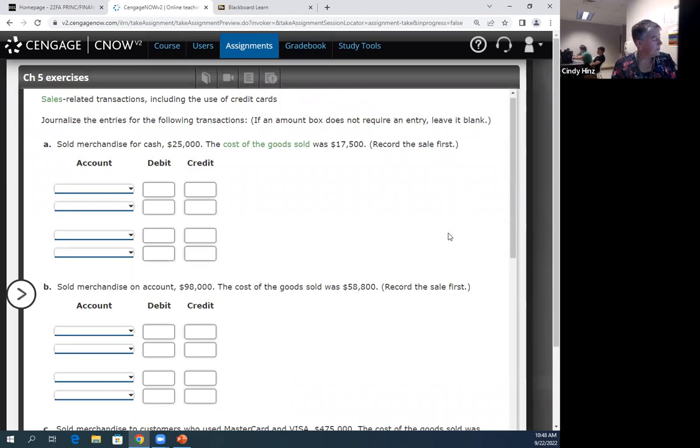So in our first exercise, we had bought the merchandise on credit or on account. But that does not mean that we were using a credit card, a Visa or a MasterCard. Instead, it means we owe the actual company. We didn't owe the bank that issued our credit card.